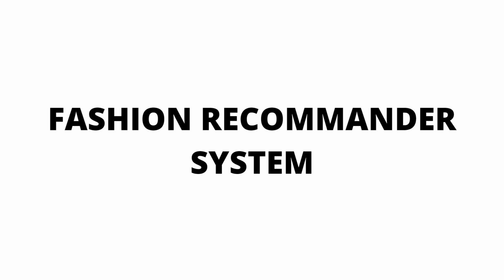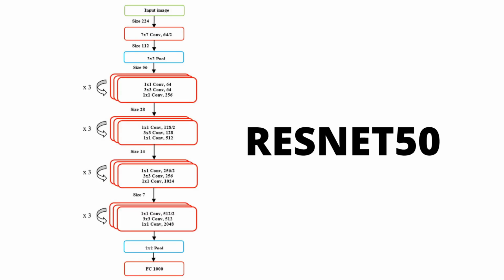In order to build the fashion recommender system, we are using a deep learning technique. For that, we are using one pre-trained model called ResNet 50 for extracting the features of the images. Now let's see the architecture of ResNet 50. This is the architecture of ResNet 50, which takes one image of 224 x 224 x 3. After taking the image, it extracts all the features, and finally it gives a vector of 2048 features.